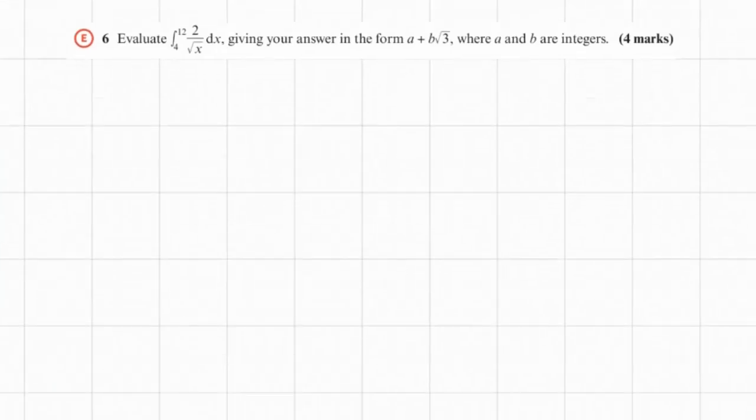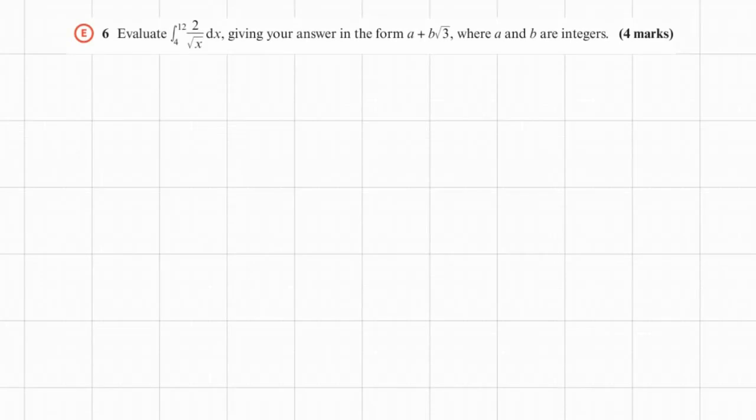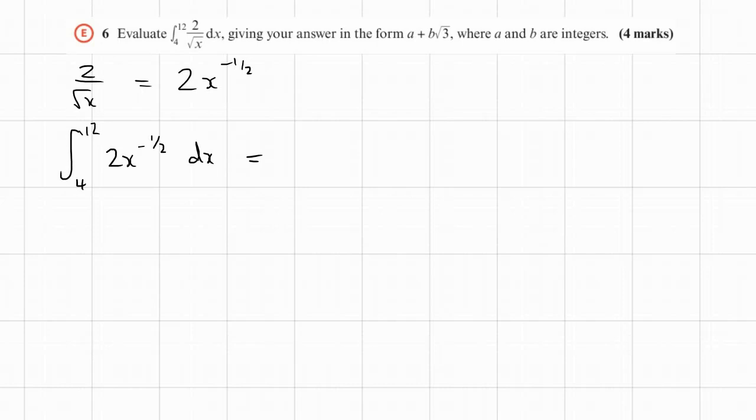So, first question, let's have a go. These questions aren't too tough. It's just again a skill of changing this into something we can integrate. So I know that is going to be 2x to the power of negative a half. So I am integrating between 12 and 4 2x to the power of a negative half with respect to x.